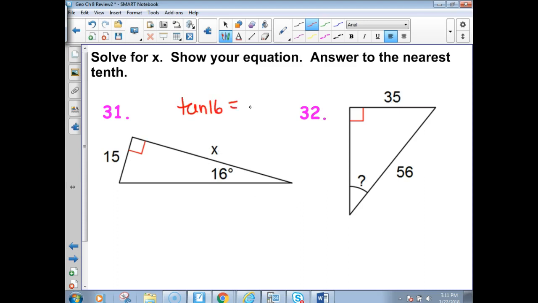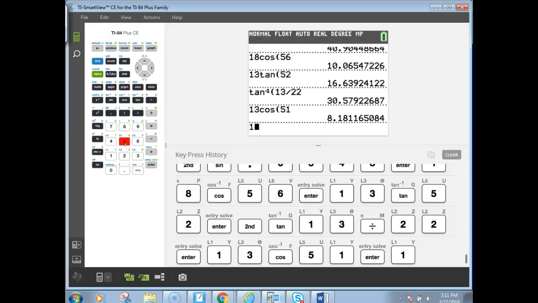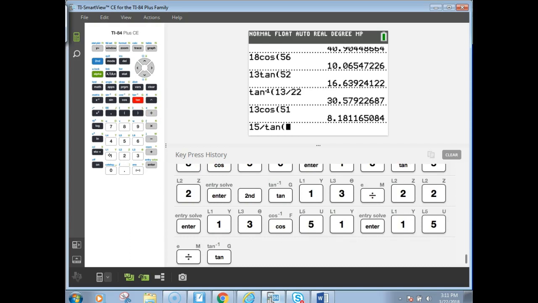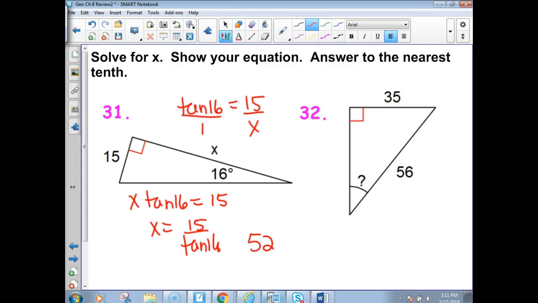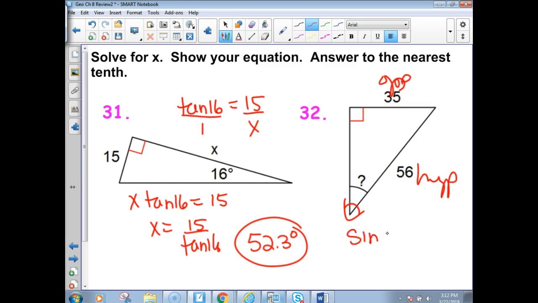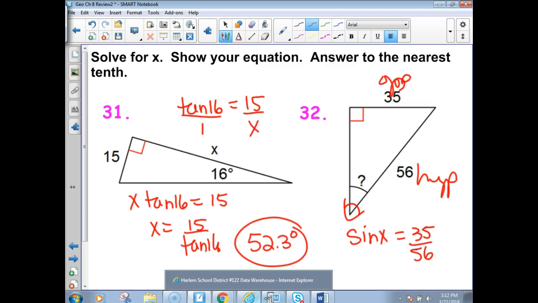Tan 16 equals 15 over x. You're going to have to be careful about your calculation because x times the tangent of 16 equals 15. You've got to divide. Okay, so 15 divided by the tangent of 16 is 52.3. Okay, and 32, this should be the sine. Sine of x, the angle, is 35 over 56. Take the second sine of 35 divided by 56.